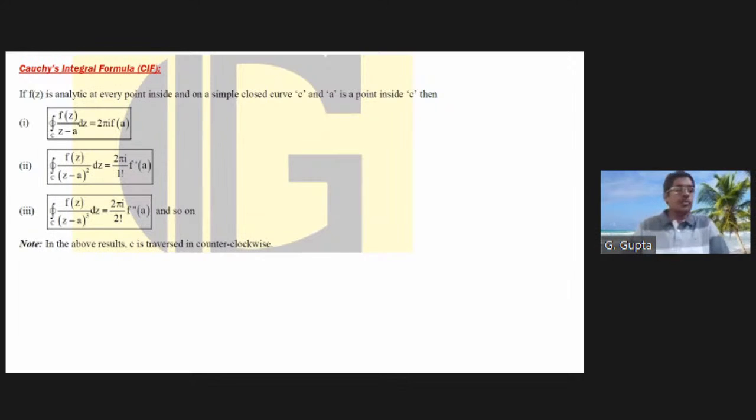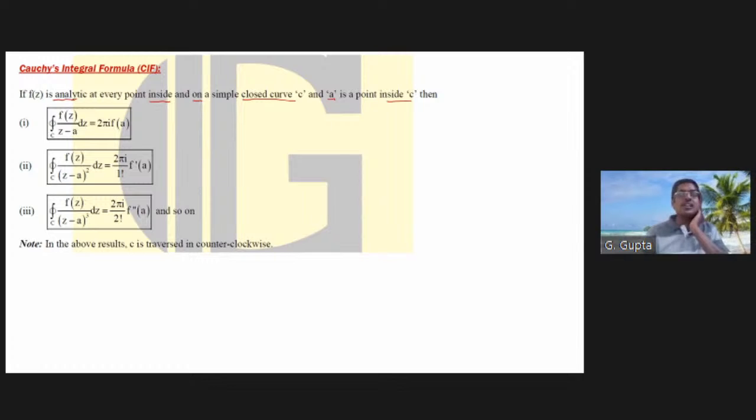Cauchy's integral formula, short form CIF. So if f of z is analytic, again underline analytic, at every point inside and on a simple closed curve C, and a is a special point inside C, then number 1, integral over C, f of z divided by z minus a dz. So here on the left side, what is our integrand? F of z divided by z minus a. What is our denominator? Z minus a. Equate to 0, you will be getting z is equal to a, the singular point.